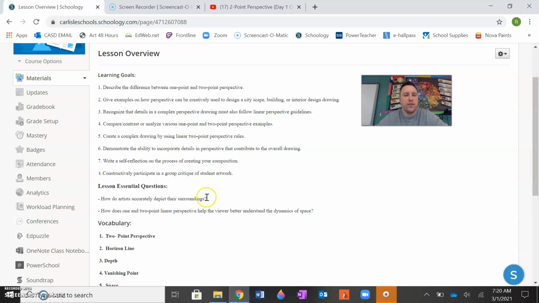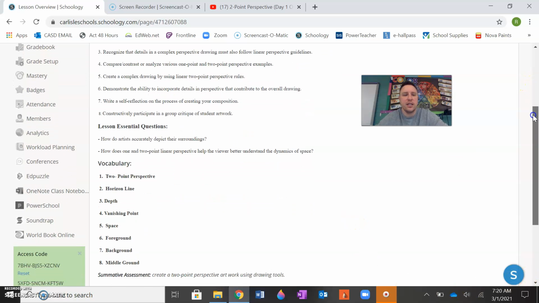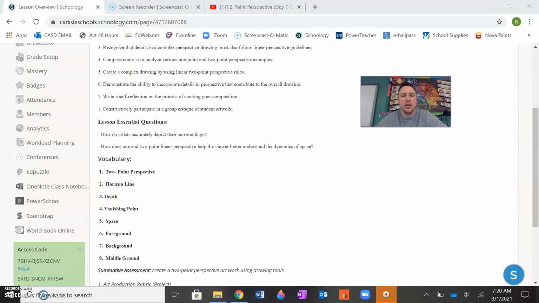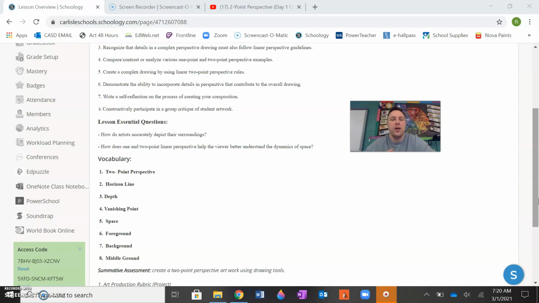Your lesson essential questions are: first, how do artists accurately depict their surroundings? We'll be talking about adding depth in space, which essentially answers that question and is what linear perspective creates in an artwork. And then, how does 1 and 2-point perspective help the viewer better understand the dynamics of space? That's a question that we'll definitely be building on our understanding of as the days go on, but essentially, again, goes back to that word depth of making things look smaller as they go back into space and larger as they get closest up to us, to make it look like that space is realistic from our perspective and that we could actually even enter the space of that artwork at first glance.